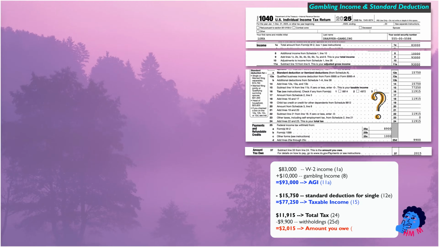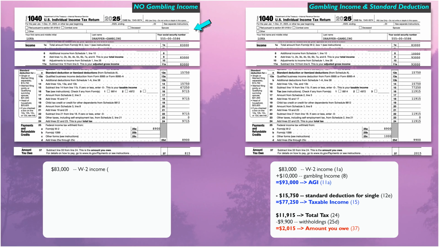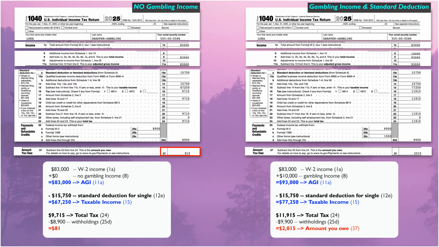You may ask, what happened to the $10,000 in losses we entered into the tax software? They are not showing up because Luca used the standard deduction. In order to deduct any gambling losses, Luca would have to itemize his taxes. Let's compare this situation to one where Luca only had W-2 wages and no gambling winnings. He would have owed $815 in federal taxes. However, because of the additional $10,000 in gambling winnings, he now owes the federal government $2,015 in taxes.